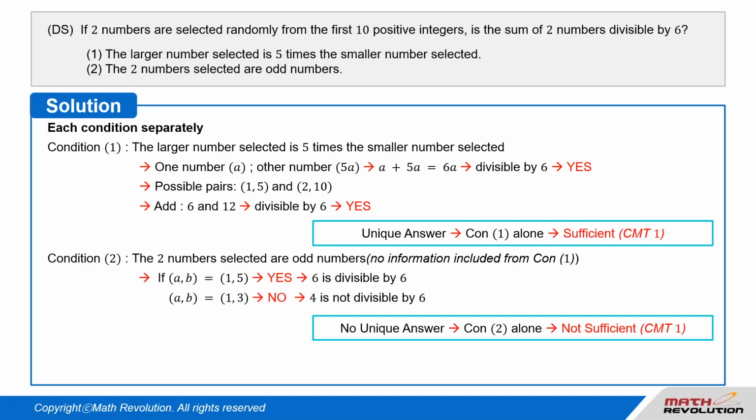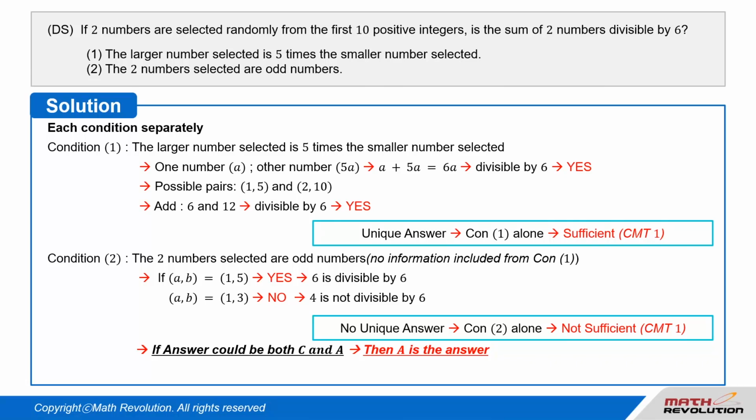Of course, there is a very important point here. You should never think about condition 1 when checking condition 2. They are independent conditions. That is the key point of CMT 3. You should never bring A, B equals 1 and 5 from condition 1 to condition 2. If the question has both C and A as its answer, then A is the answer rather than C, by the definition of DS questions.